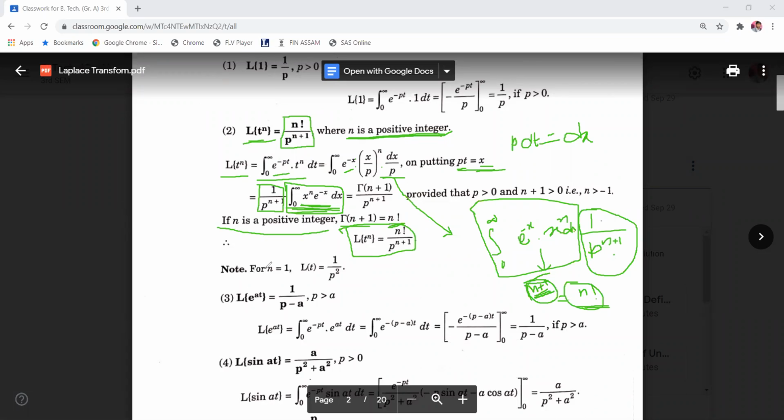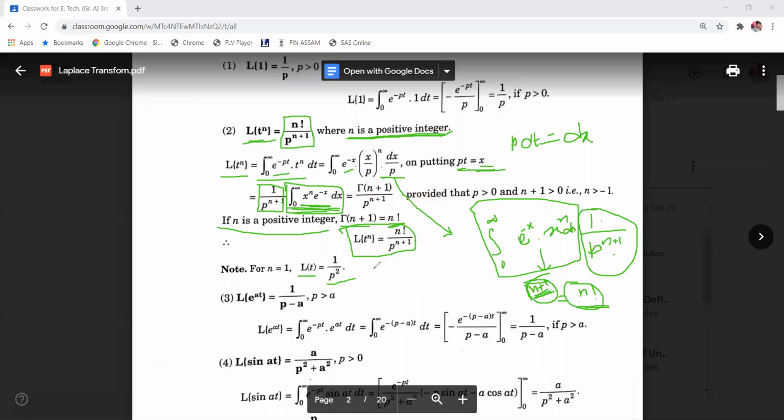Now similarly, from this you can find the Laplace transform of any power of t. If n is a positive integer, put n equal to 1. So the Laplace transform of t will be factorial 1 by p to the power 1 plus 1, because n is 1. Factorial 1 is 1, and p to the power 1 plus 1 is p to the power 2. So 1 by p square.